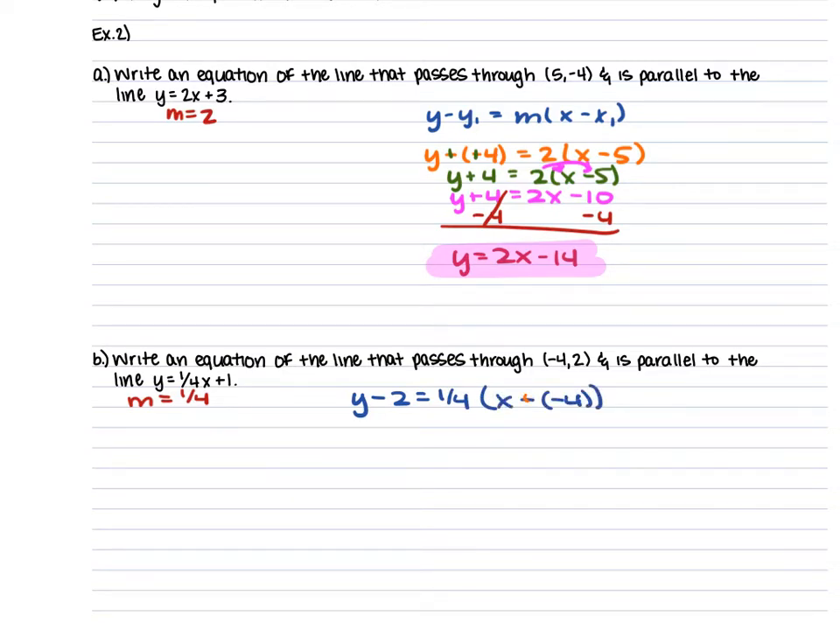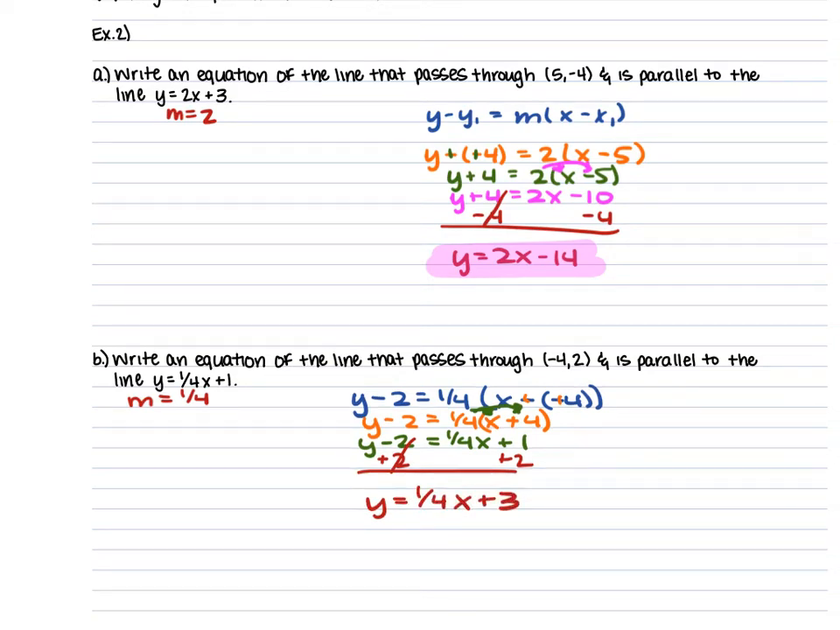The two negatives turn into positives, so we have y minus 2 is equal to 1/4 times x plus 4. We're going to distribute the 1/4, so y minus 2 is equal to 1/4 x plus 1. We add that 2 to each side, and we just have y is equal to 1/4 x plus 3.